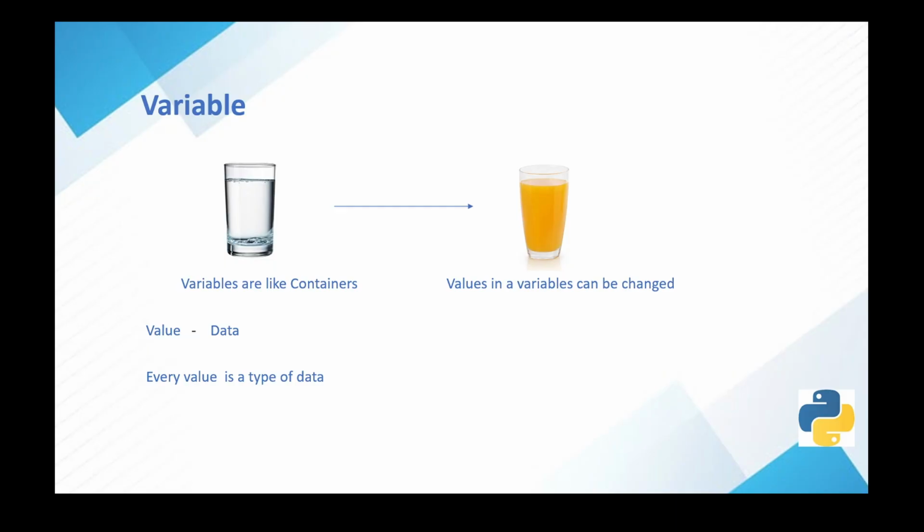Similarly, we can replace water with juice. I'm taking a glass of water, and I'm replacing water with juice. So here values in a variable can be changed. Values are data types. Every value is a type of data.